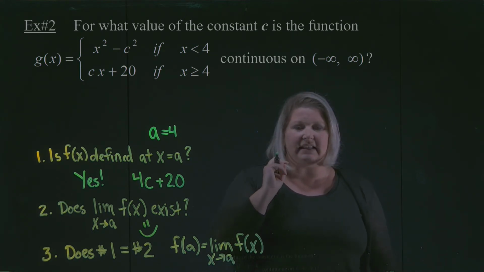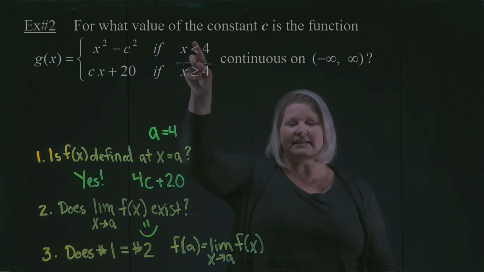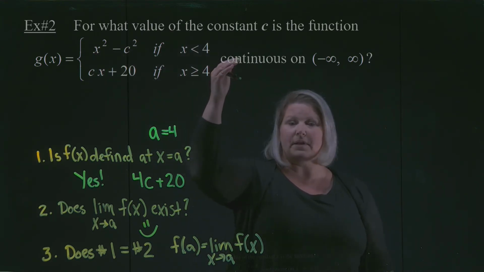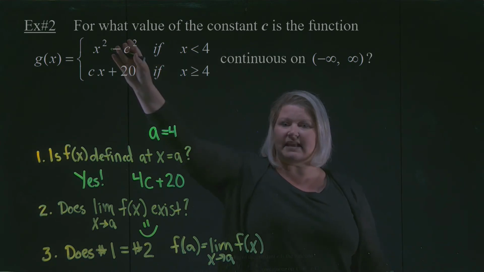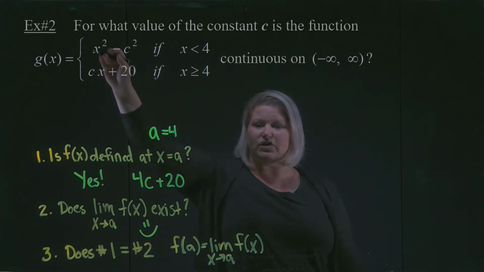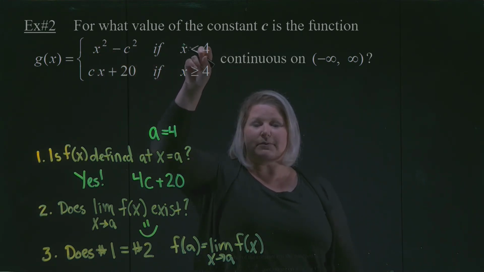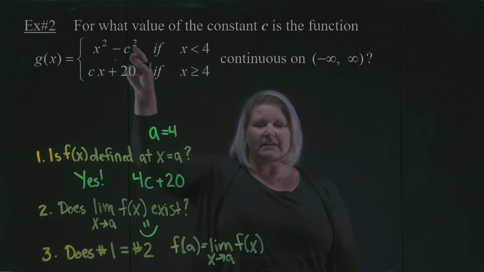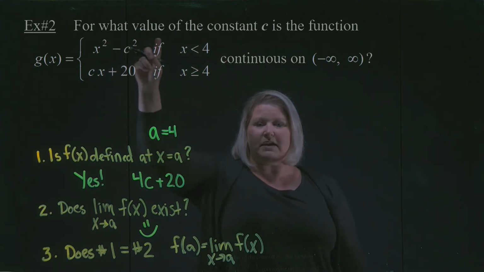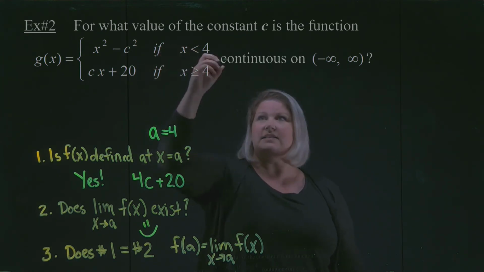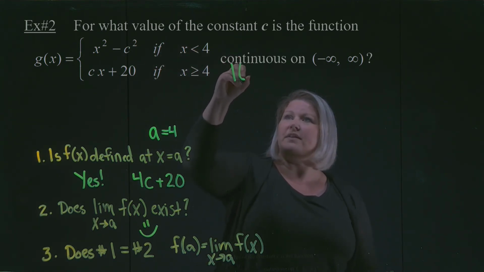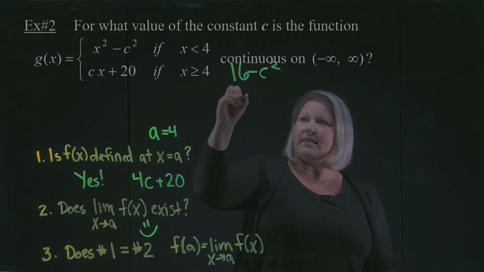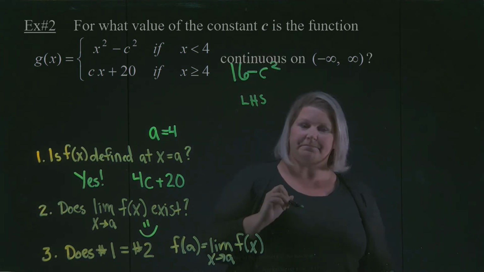So what we're going to do is take the left-hand side. Now, the left-hand side is this first one because it's for all the numbers smaller than 4. So we're going to take that top equation and plug in x equals 4, because that's my left-hand side. So x squared minus c squared is going to give me 4 squared minus c squared. So I'm going to end up with 16 minus c squared.